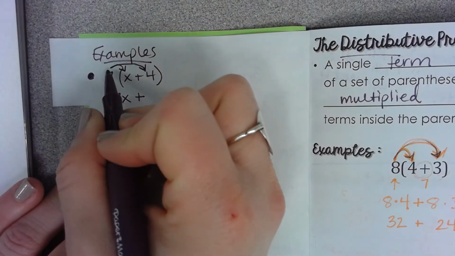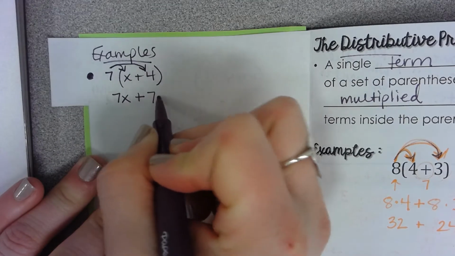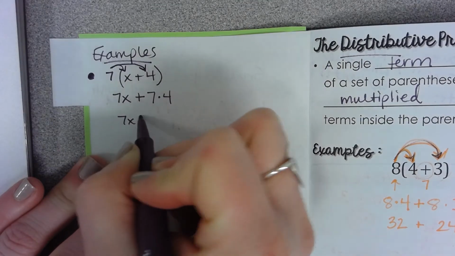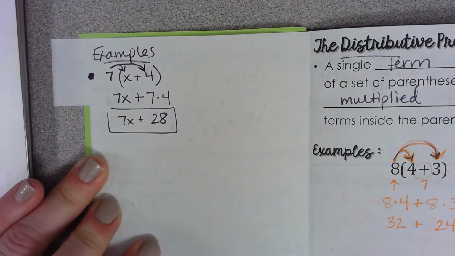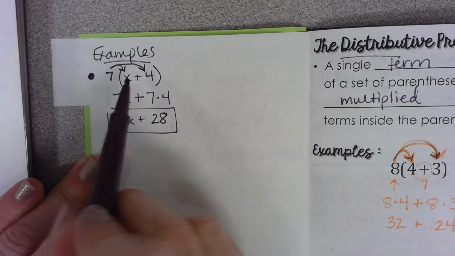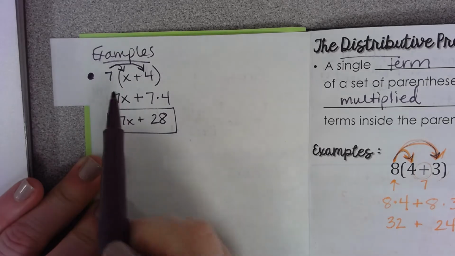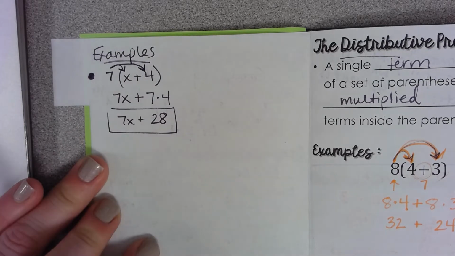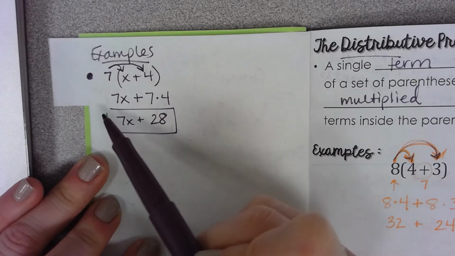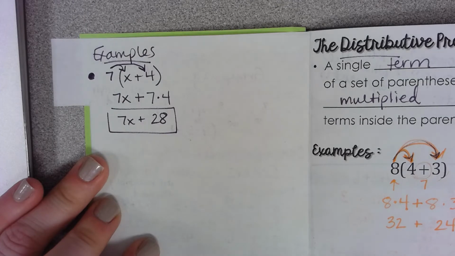And then I end up getting 7 times 4, which is 7x plus 28. That would be my simplified expression using the distributive property. Now, if I knew what x was, I could plug that in, solve whatever's going on on the inside here, and then multiply it by the outside, and I could get that value, okay? Now, this would be my expression that I'm given, that I could use to solve that problem.